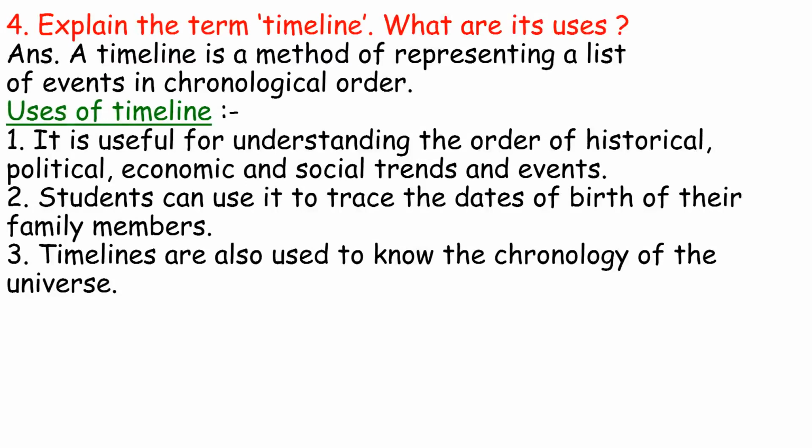The fourth question is, explain the term timeline. What are its uses? And the answer is, a timeline is a method of representing a list of events in chronological order. Uses of timeline. The first is, it is useful for understanding the order of historical, political, economic, and social trends and events.